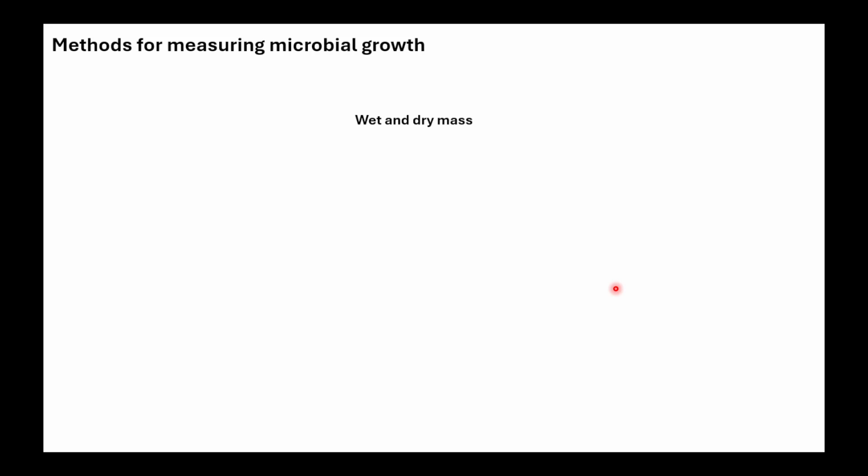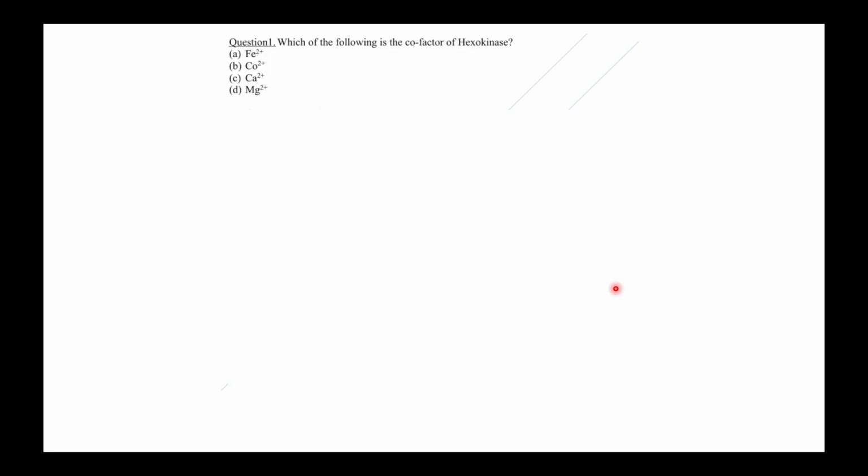Now we move on and look at some of the questions that are very much related to the assignments that you are given after every week's lecture. The first question is, which of the following is the cofactor of hexokinase? Hexokinase was the enzyme used in the glycolytic pathway, the very first enzyme.